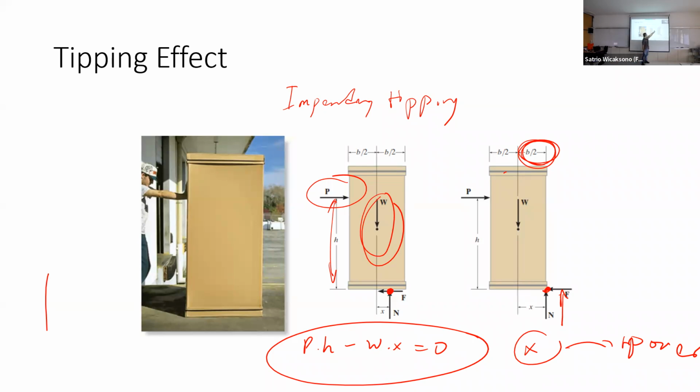But sometimes the force is from right to left. So as long as the F and the N are still in this area, tipping is not happening. Okay. Any question about it? No? In that case, I will continue the discussion on the next topic.